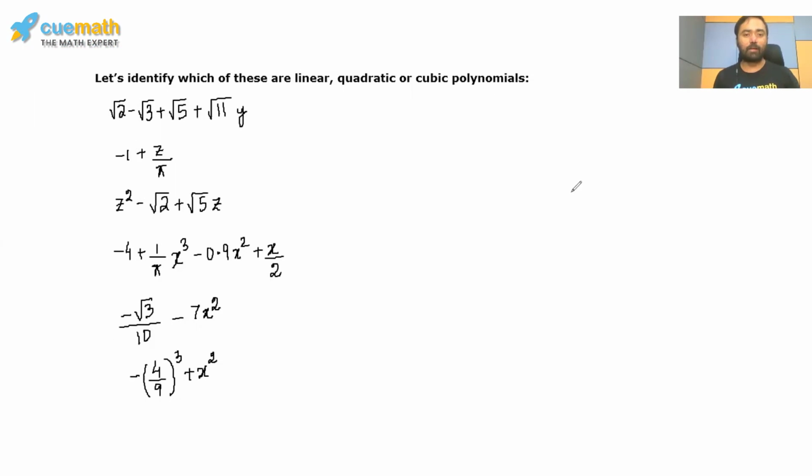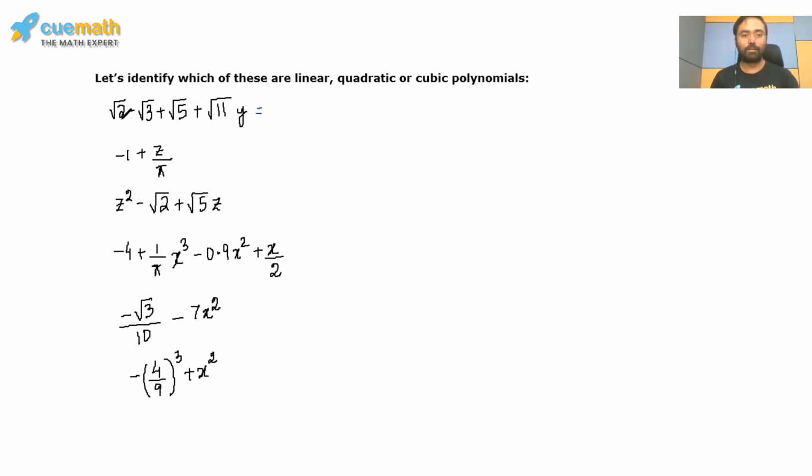Let's now look at a question based on this concept. So basically, we have been given a set of polynomials and we'll have to identify whether they are linear, quadratic, or cubic polynomials. So we'll use the definition of these three categories to identify whether the polynomials are linear, quadratic, or cubic. Let's first work on the first polynomial.